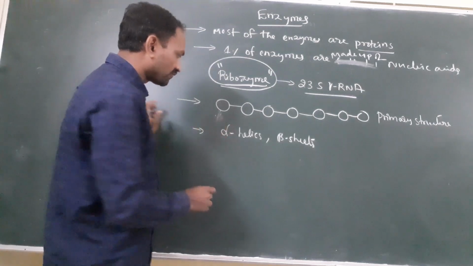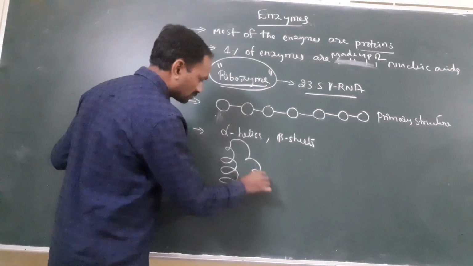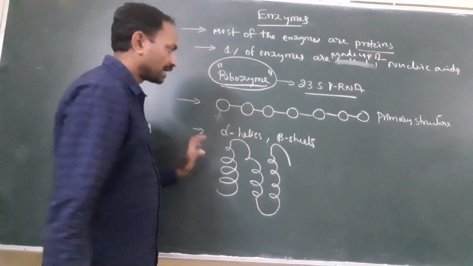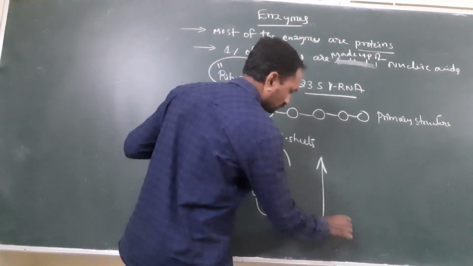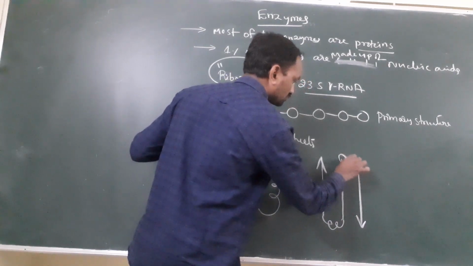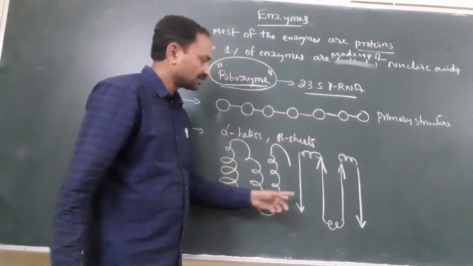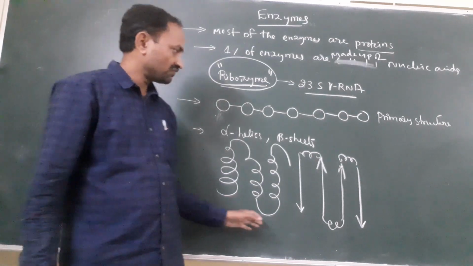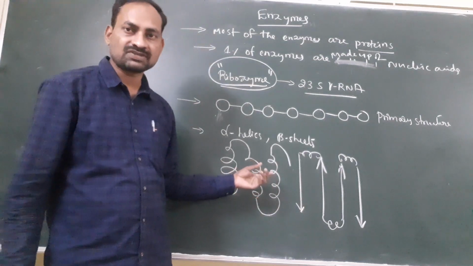So how is the alpha helix present? Alpha helix is present like this. Okay. So like this. And beta sheets are present like this. So these are beta sheets and these are alpha helix. Generally we study these structures in biomolecules in the first year.